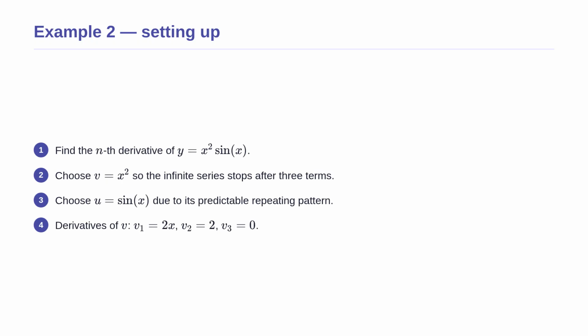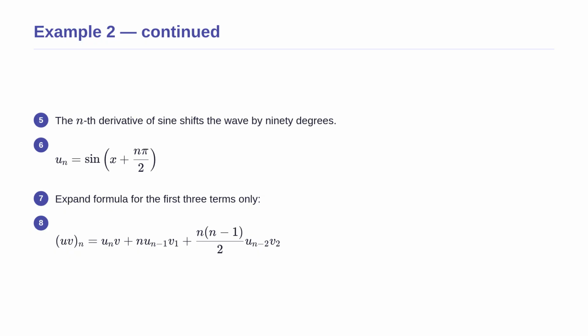We choose u equals sine of x because it has a predictable repeating pattern when differentiated. We find the first few derivatives of v, which are 2x and 2. Because all derivatives after the second one are 0, we only need to care about the first 3 terms of Leibniz theorem. Moving forward with this general case, we need the nth derivative of our u function.